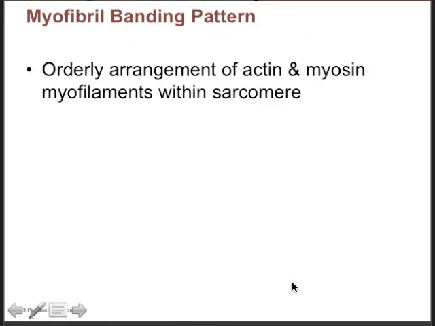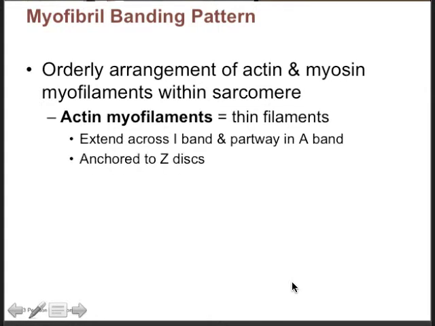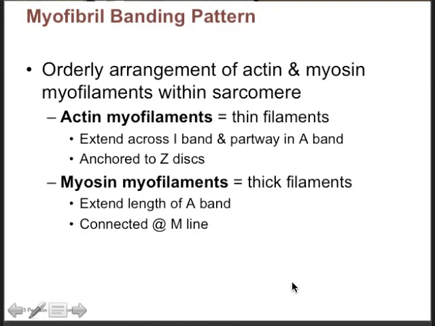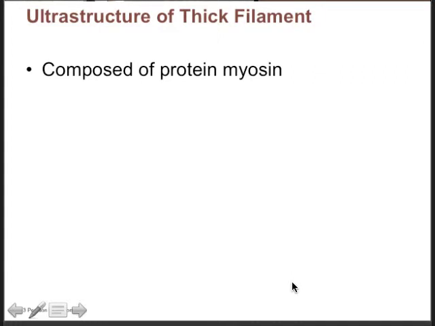The myofibril banding pattern is essentially an orderly arrangement of actin and myosin in the sarcomere. The actin are the thin filaments, and they extend across the I band and partially into the A band. They're anchored to the Z discs, and the myosin myofilaments are the thick filaments that extend the entire A band and are connected at the M line. If we look at the thick filaments in detail, what we see is they're made up of a polymer called myosin.